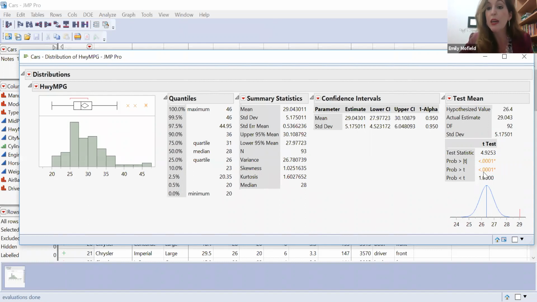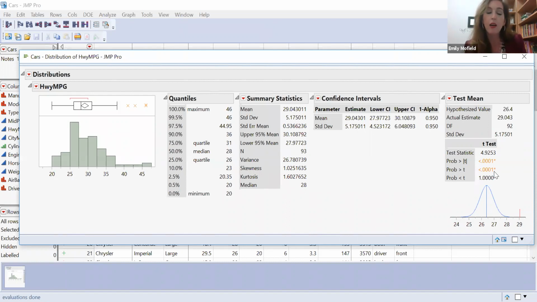And that too is also significant. You see, this is the upper-tailed t-test. And yes, indeed, not only are there differences, but mine are higher. That shows me the direction.